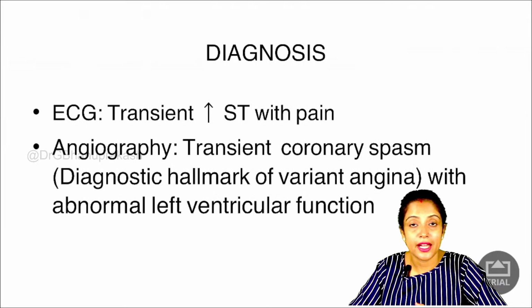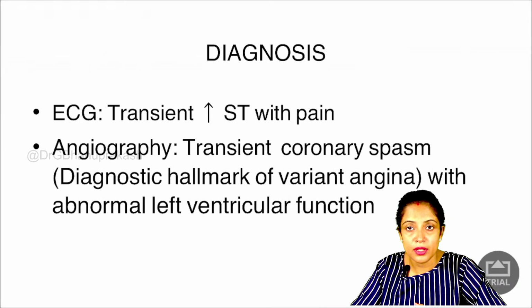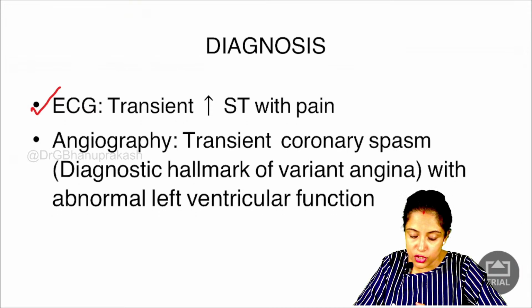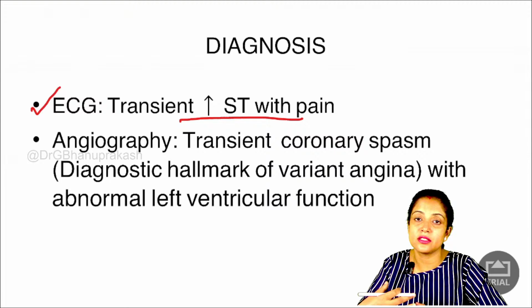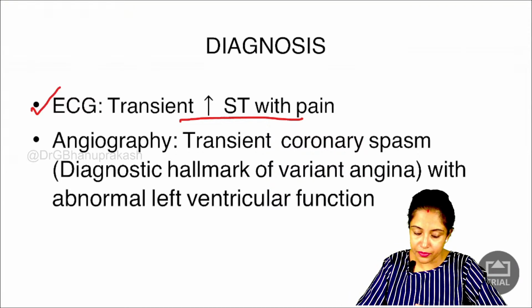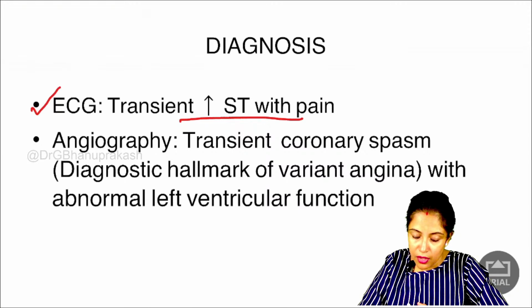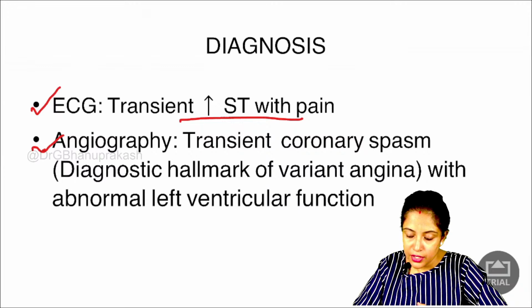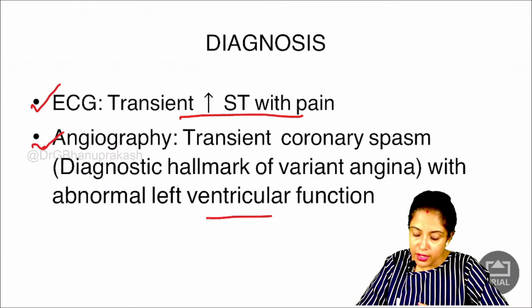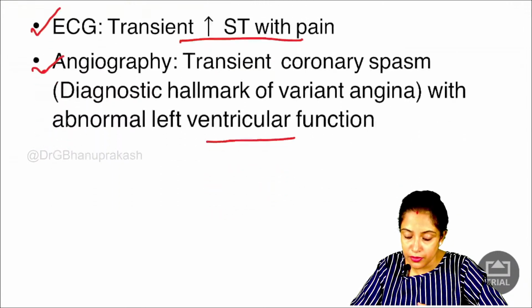Then you should suspect Prinzmetal angina. If the coronary angiogram is normal, how can we diagnose the patient? ECG changes: there will be transient ST elevation with chest pain. If there is ongoing chest pain, do an ECG. Angiography will be normal, with no obstructive lesion. There will be abnormal left ventricular function.